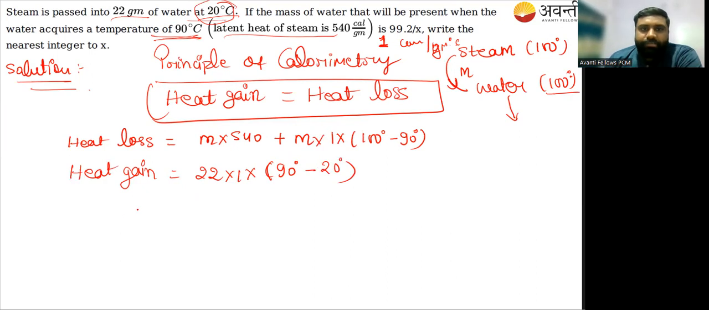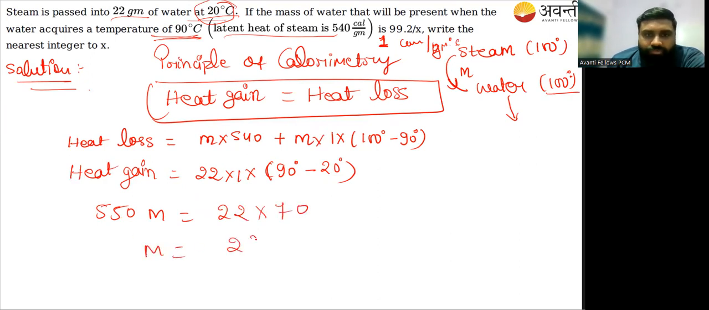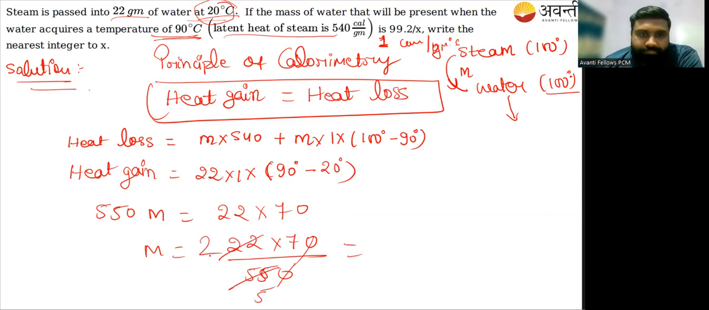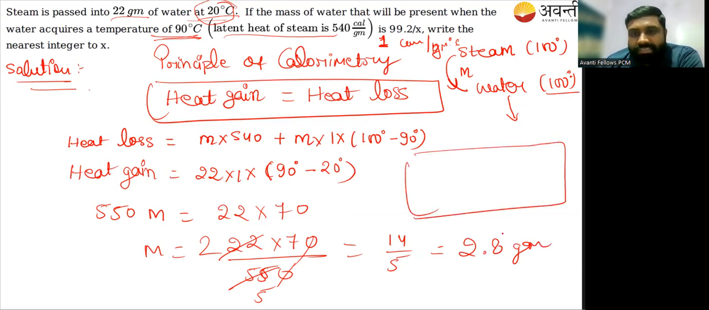If you equate this equation, it will become 550 m. This will be 10 plus 540, so 550 m equals 22 into 70. So m will be 22 into 70 divided by 550. The 0 will cancel out. 11 into 22, 11 fives are 55. So it is 14 by 5, which is 2.8 gram. So that will be the increase in the mass. This is the steam which is converted into water.